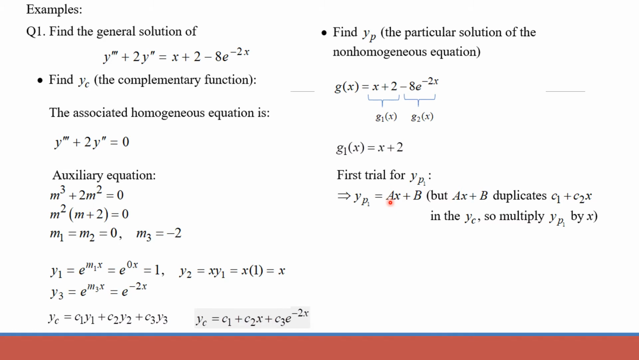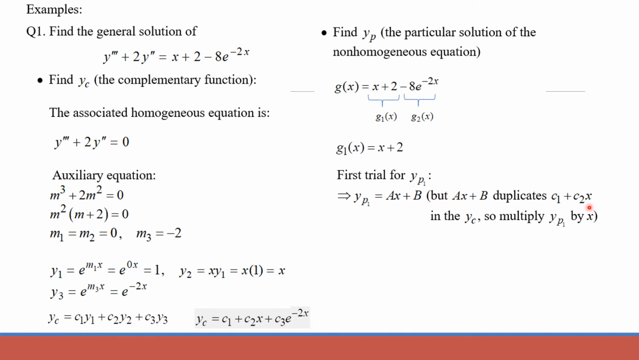When we compare between these two, we notice that there is a similarity between the yp1 and the terms in the yc. Notice that ax plus b duplicates, or in other words, it has a similar form with c1 plus c2x in the yc. Because this ax has a similar form with c2x, and this constant, the b, has a similar form with this constant c1. So their forms are similar. In other words, ax plus b duplicates c1 plus c2x.